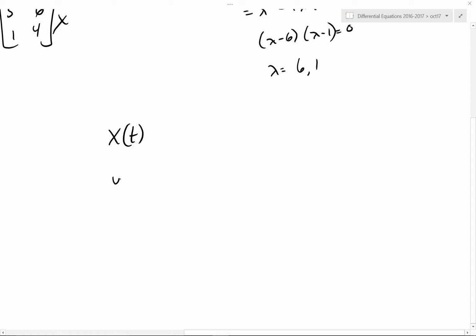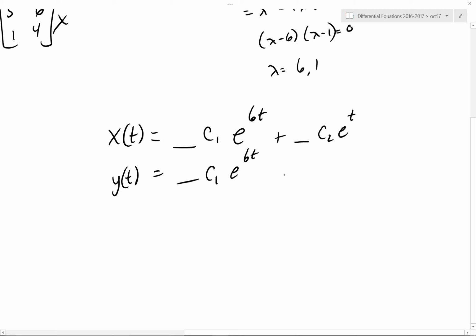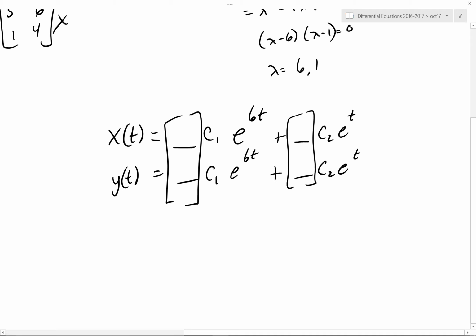X of t and y of t will look like c1 with something in front of it, e to the 6t, plus something, c2, e to the t. And remember, this thing here is an eigenvector, and this thing right here is an eigenvector. This one is associated with 6. This one is associated with the 1. Okay? Now, again, how do we find them?